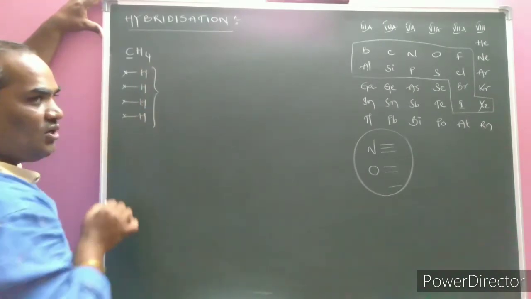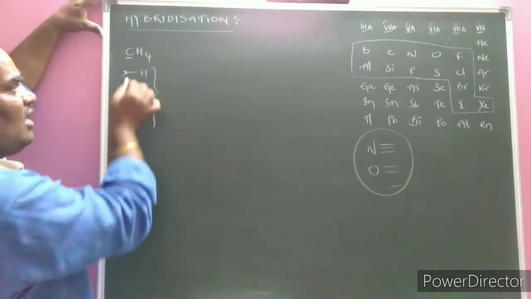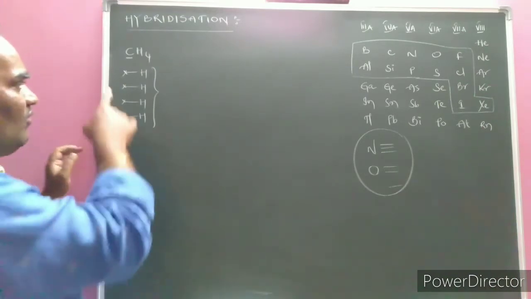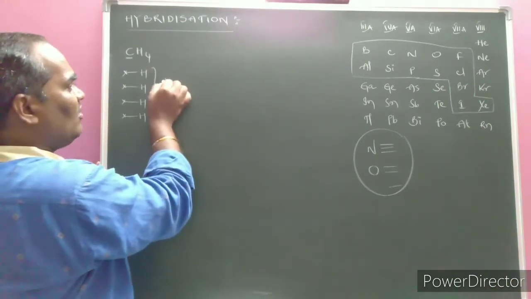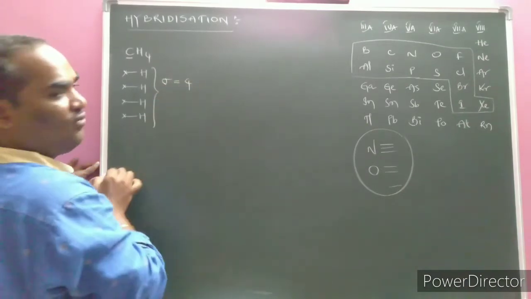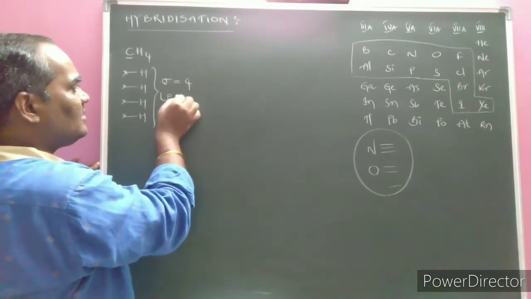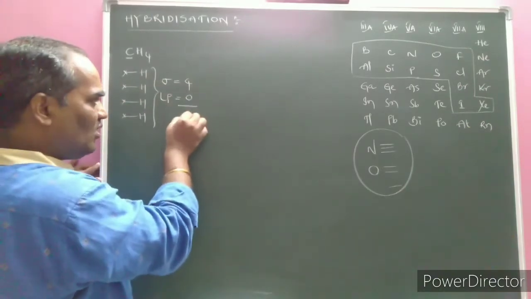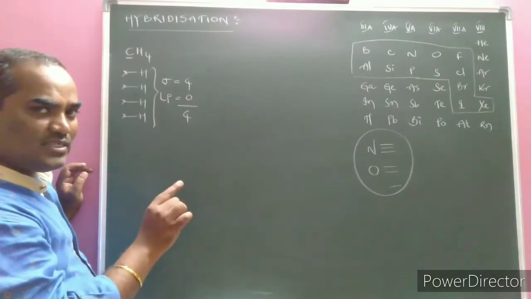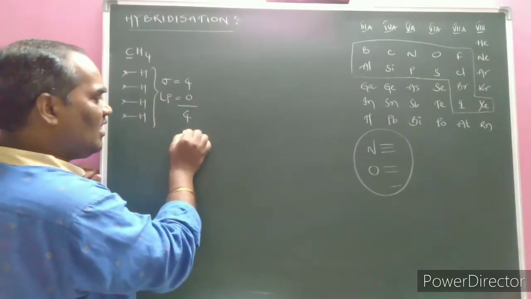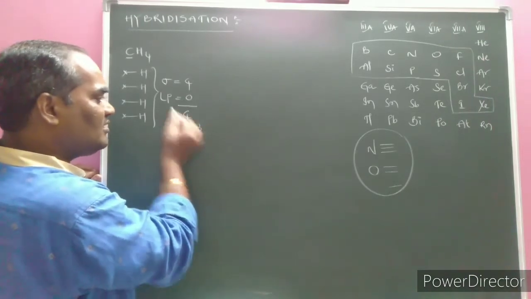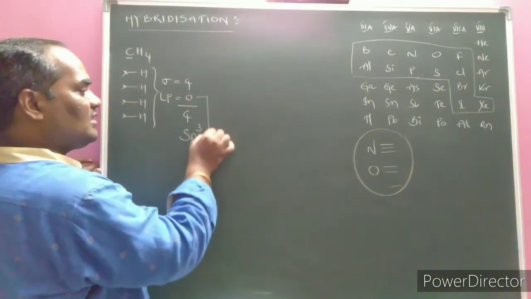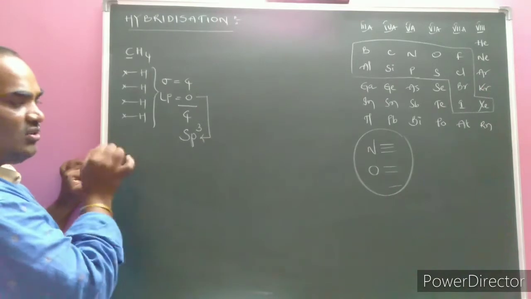Just now we stated the hybridization formula: number of sigma bonds plus number of lone pairs. Is it a sigma bond or pi bond? Sigma bond. Only one bond is there between each pair, so it is a sigma bond. Number of sigma bonds is 4. Number of lone pairs: is there any lone pair left on the central atom? 0. 4 plus 0 is equal to 4. 4 hybrid orbitals means 1 s orbital and the remaining 3 p orbitals. Hence we call it sp3 hybridization.